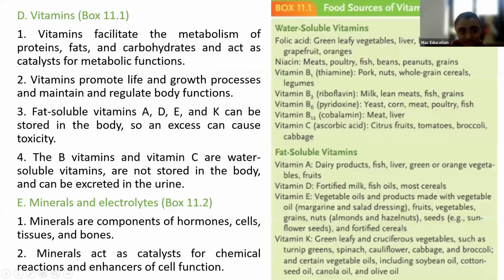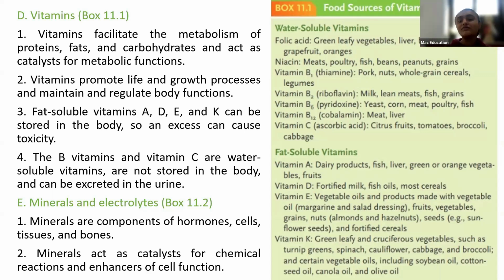Okay. Then next is micronutrients. In that, the first is vitamins. So let's see box 11.1, sources of vitamins. The vitamins are categorized into two forms: water soluble vitamins and fat soluble vitamins. Water soluble vitamins are folic acid or folate, which is also called vitamin B9.